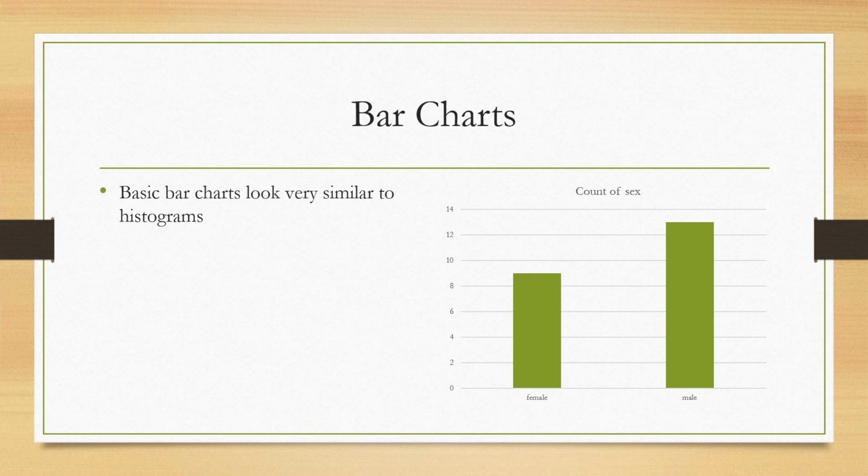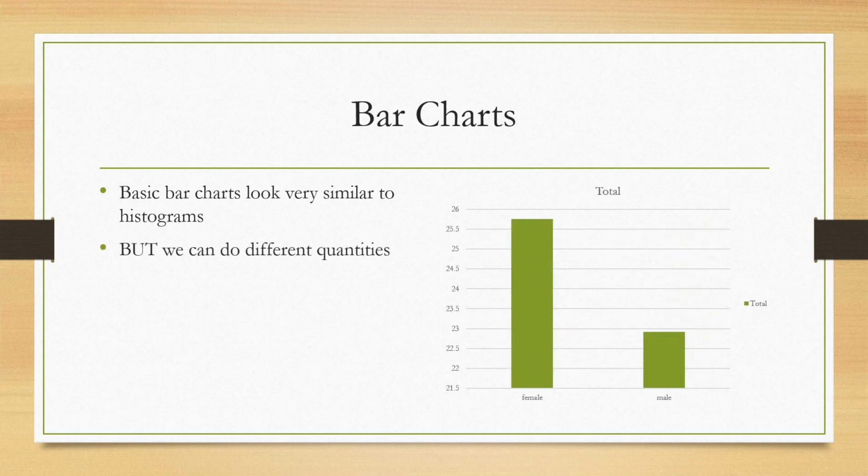I could also, if I wanted to, put percentages on the y-axis instead of counts, depending on what we're looking at. The cool part, though, is I could do different quantities than just counts. So note here that the height of the bars no longer represents the counts within each group or the number of people. In this case, it represents something different, the average number of polyps in each group.